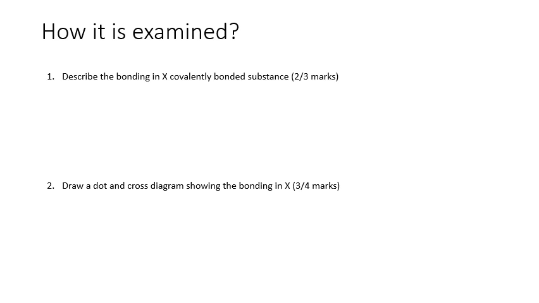Okay, so there tends to be only 2 ways that this could be examined. You might be asked to describe the bonding in a covalently bonded substance for say 2 or 3 marks, whereby you would describe the electrostatic attraction between the positive nuclei and the negative shared pair of electrons. These would lead to strong attractions which require lots of energy to break.